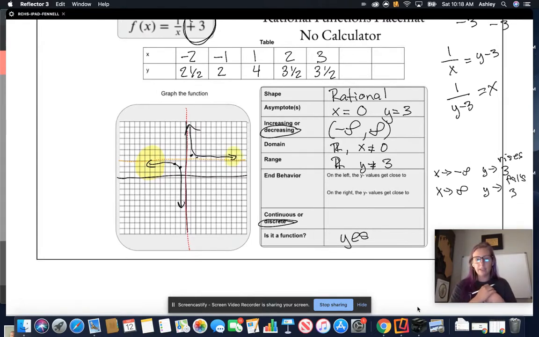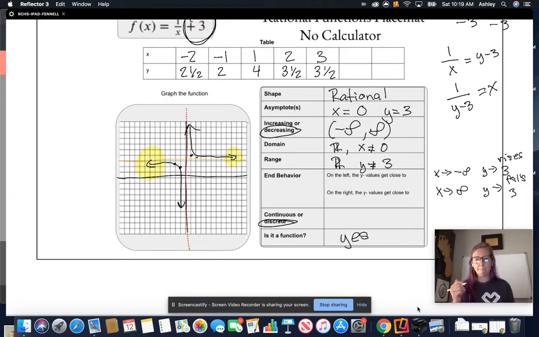On the right, this arrow over here, what are those y values doing? They're falling. They're also falling to the asymptote, to that 3 value there. They can't touch it, but that's where they're headed. Again, that's as x is heading to +infinity, or on the right. This function is discrete because we'd have to pick up our pencil to trace this entire thing.